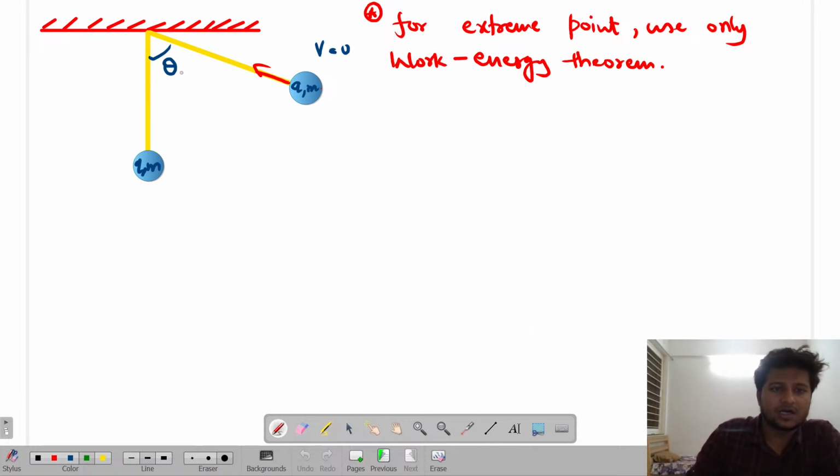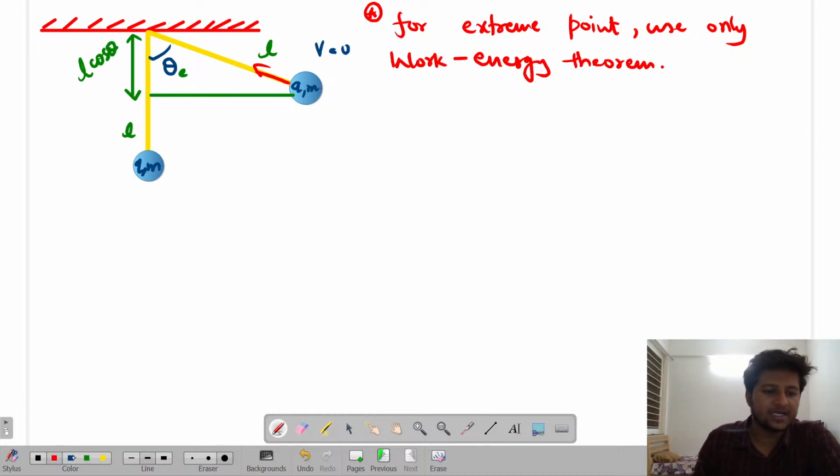So let's suppose this is theta extreme, theta e, this is length L, and this is also length L, isn't it? This is length L, and this is also how much? Length L. So can I just construct a right angle triangle over here? Then this length will be how much? L cos theta, isn't it? This length from here to here will be how much? L cos theta.